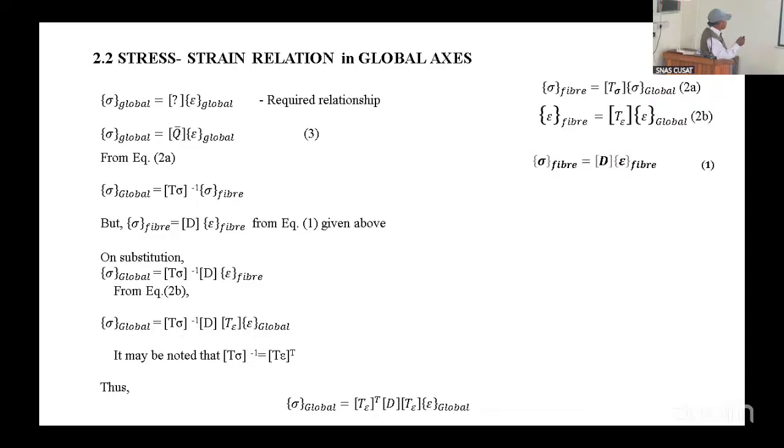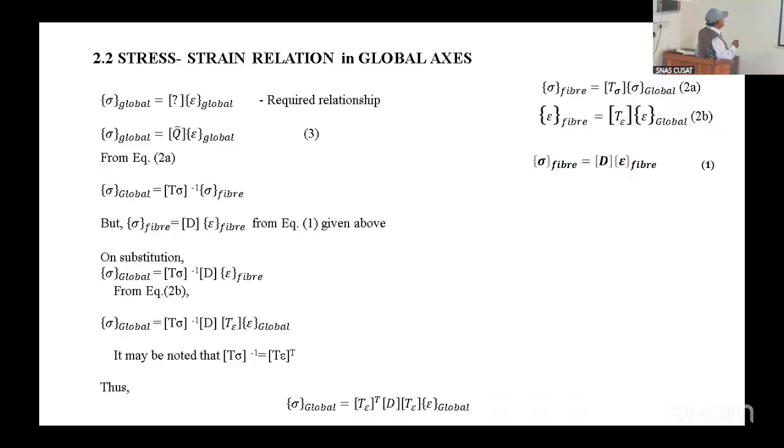Now you have the stress strain relationship in the global axis. Why the global axis? Can anybody tell? I already told the answer. Hello, I have already told the answer. Now I am asking a question on what I have already told you. Why do we need the stress strain relation in the global axis? I already told the answer actually. Because you do testing in the vertical direction, that's the global direction, not the fiber direction. If the fiber is like that, you will not test like that. You always test in the global direction.